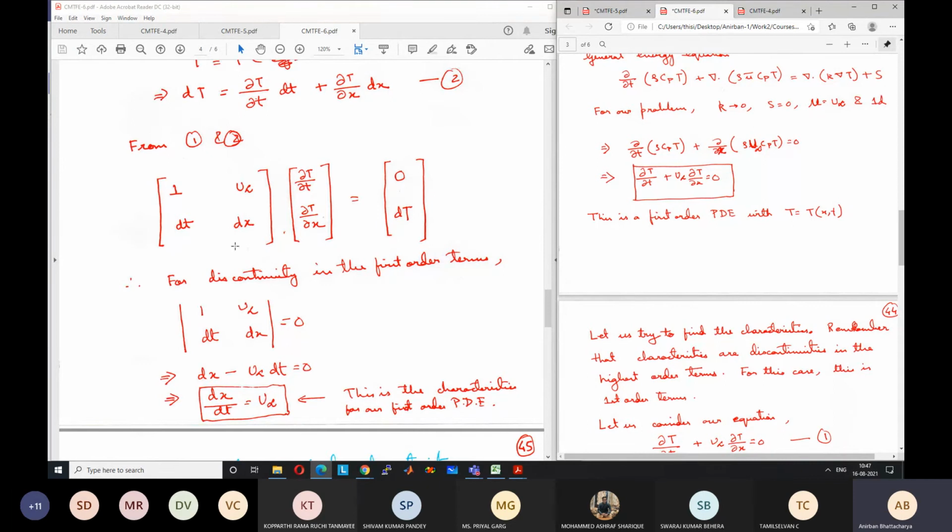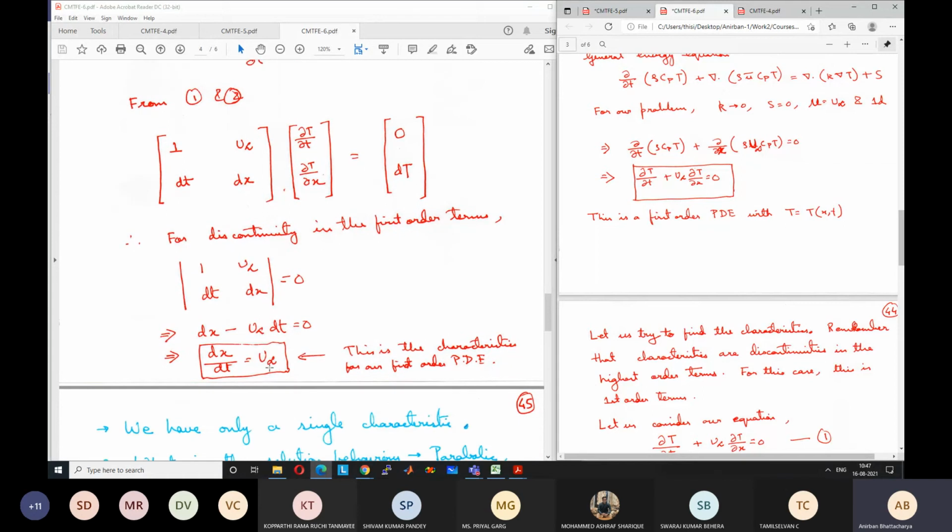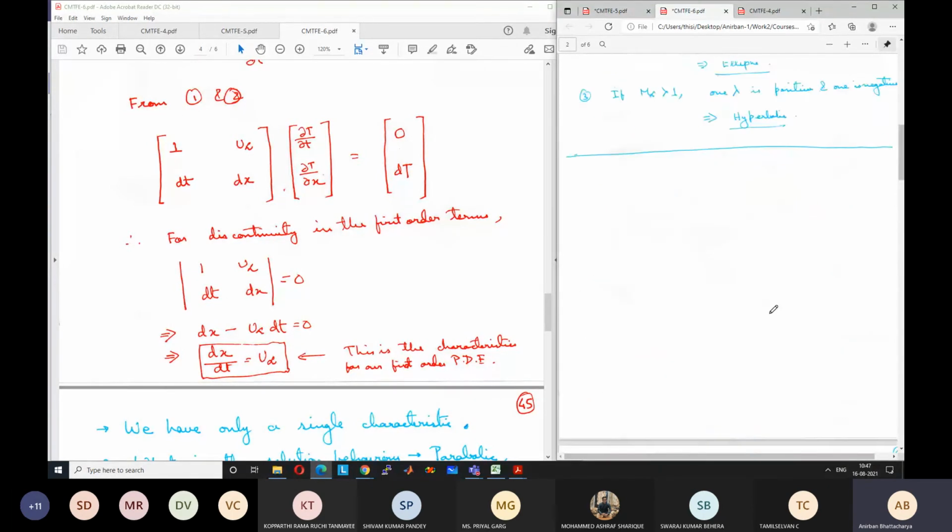So this will happen when the determinant is equal to 0. If we equate the determinant to 0, so 1 into dx minus u infinity into dt equal to 0, or dx/dt is equal to u infinity. So this gives us the equation of the characteristic, dx/dt is equal to u infinity. Basically this is a line, and its slope is u infinity, and that is what we have seen here.